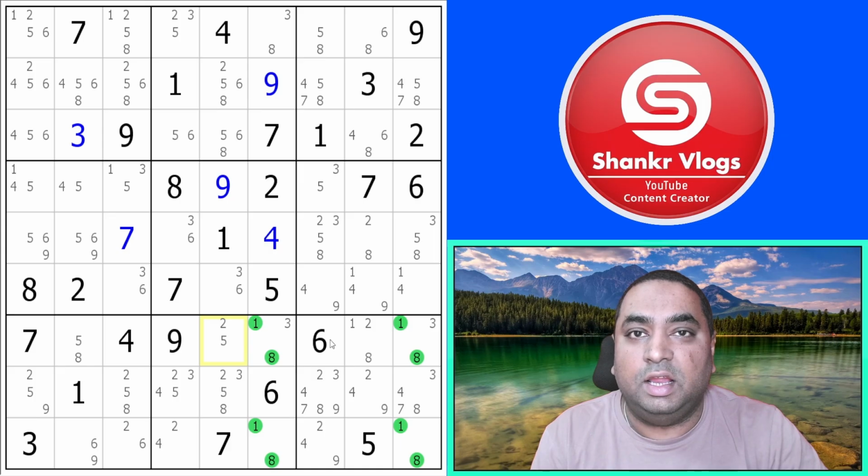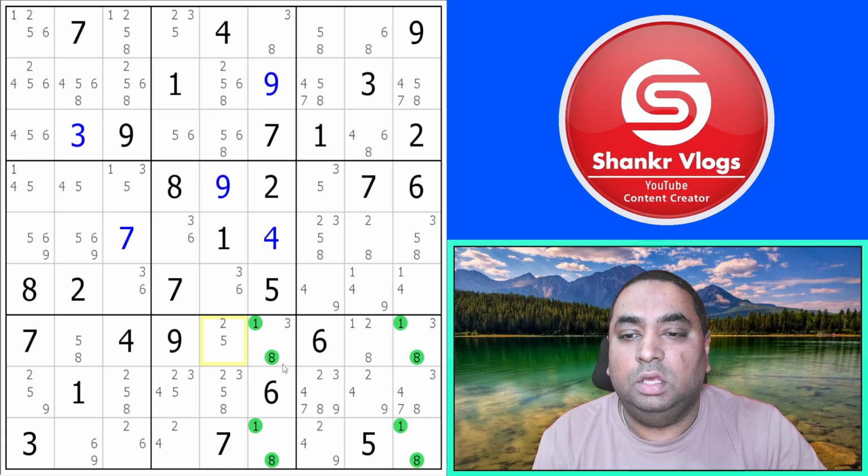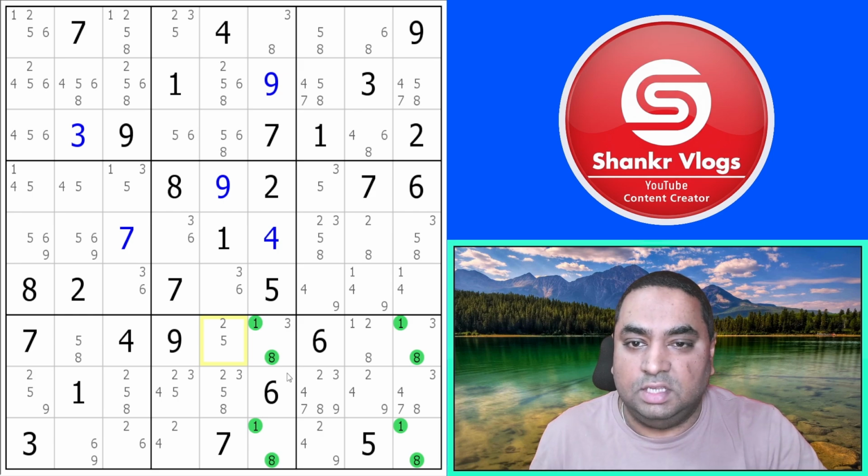In that situation only we can remove your candidate, additional candidate, that is 3. But here, as you can see, it is outside of the block. You cannot remove 3 from this block. So this is different and this is different. So we cannot remove from the block. Here only you can remove from the row. Okay, so now we will see another example.